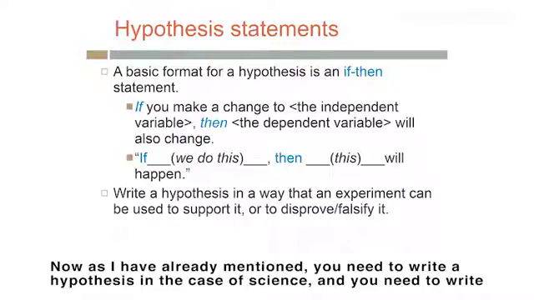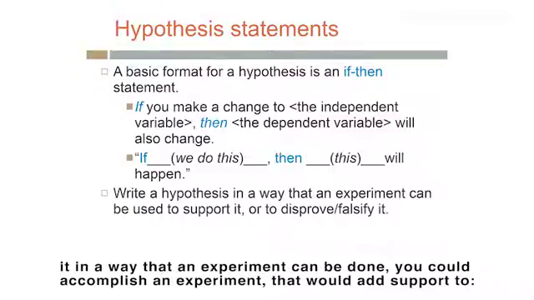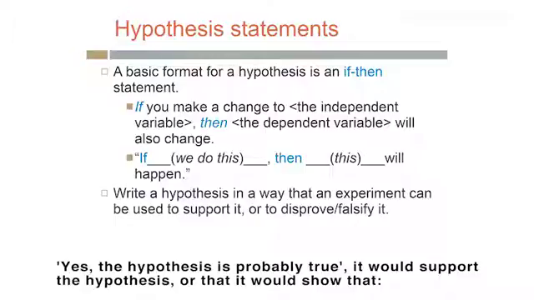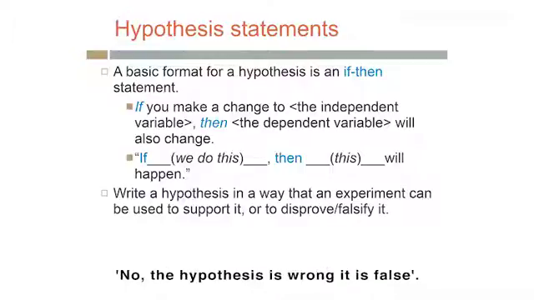Now, as I've already mentioned, you need to write a hypothesis in the case of science. You need to write it in a way that an experiment can be done. You could accomplish an experiment that would add support to, yes, the hypothesis is probably true. It would support the hypothesis. Or that it would show that, no, the hypothesis is wrong, it's false.